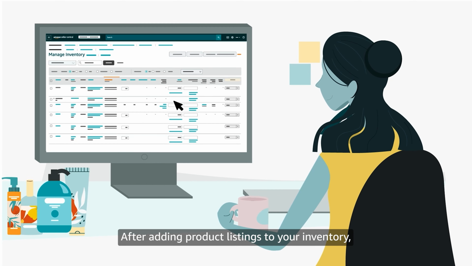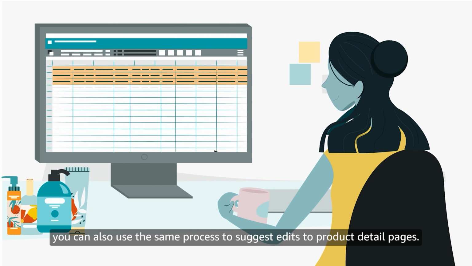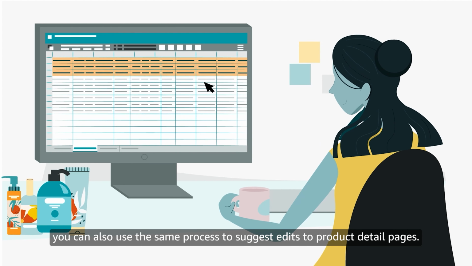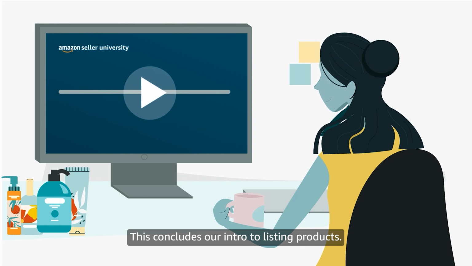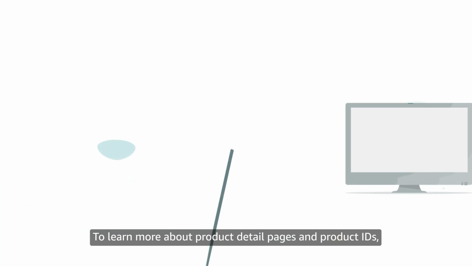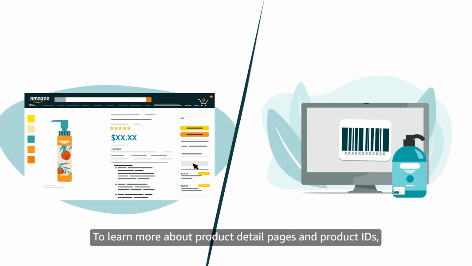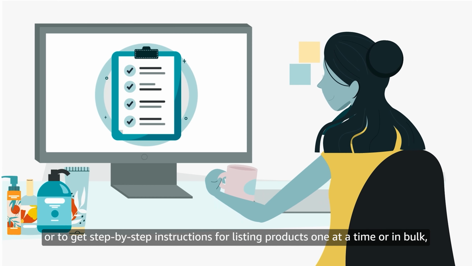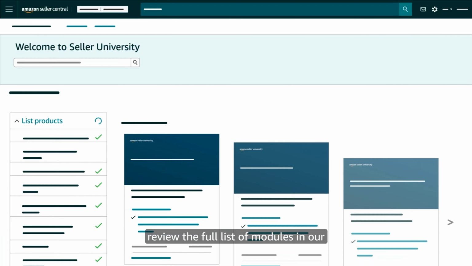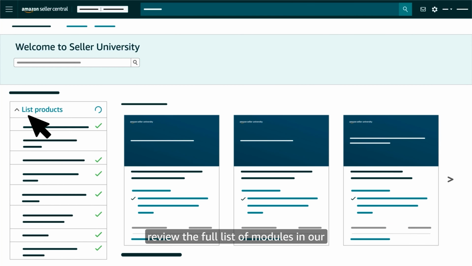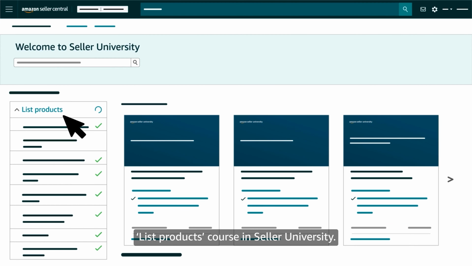After adding product listings to your inventory, you can also use the same process to suggest edits to product detail pages. This concludes our intro to listing products. To learn more about product detail pages and product IDs, or to get step-by-step instructions for listing products one at a time or in bulk, review the full list of modules in our List Products course in Seller University.